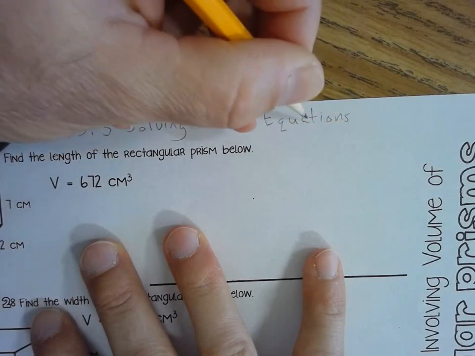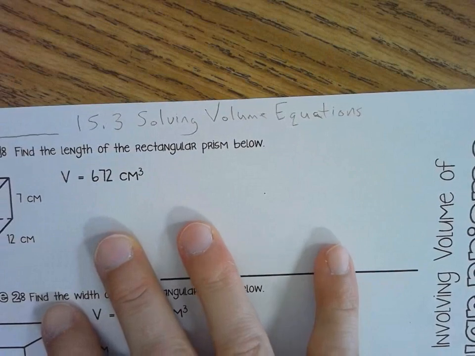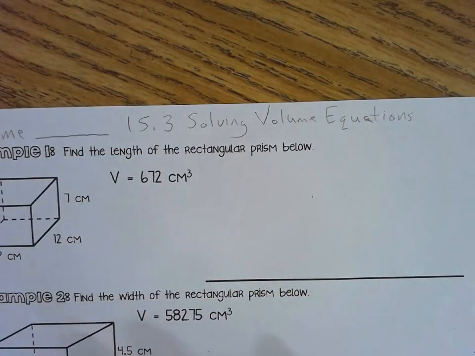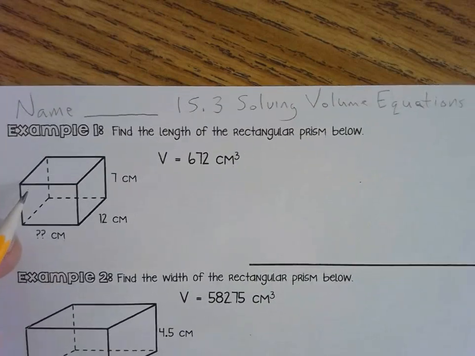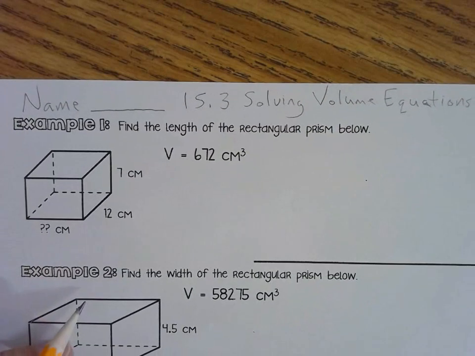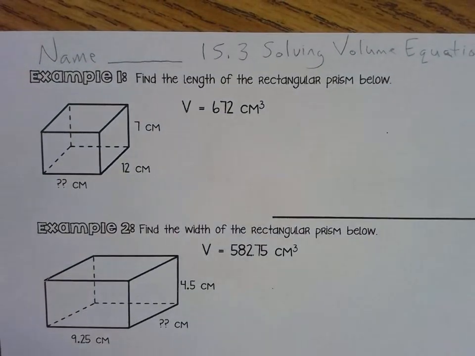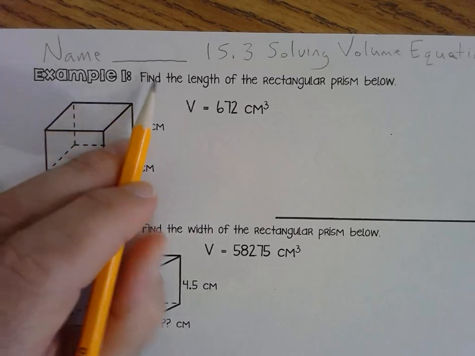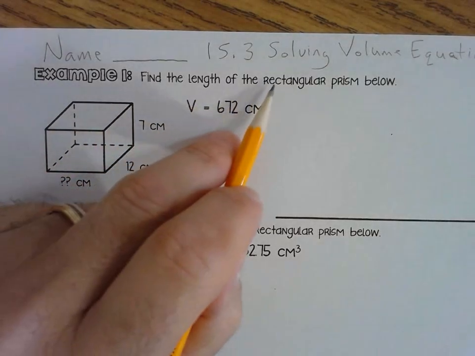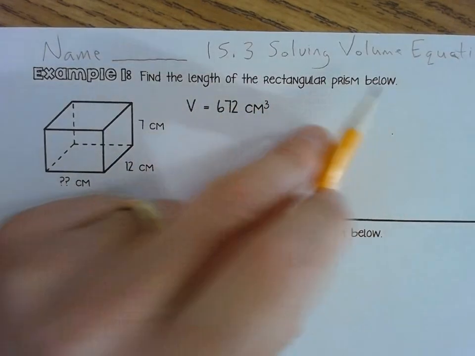Alright, so this is not complicated, guys. You can do these problems pretty simply. I'm going to go through at least two of these with you, and then I might see if you guys can solve the last one yourself. Okay? So let's look at a few examples here. Example 1. Find the length of the rectangular prism below.